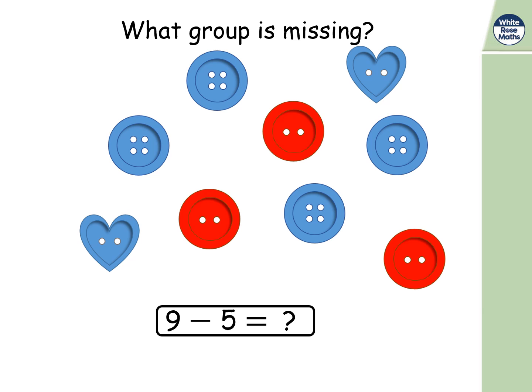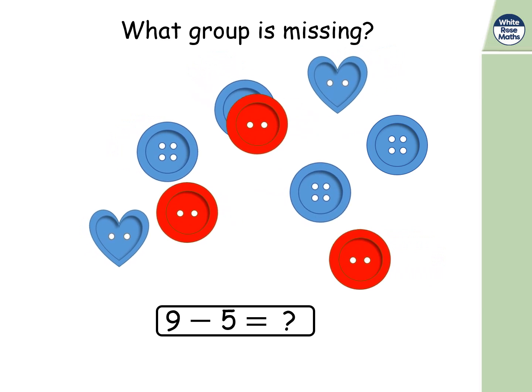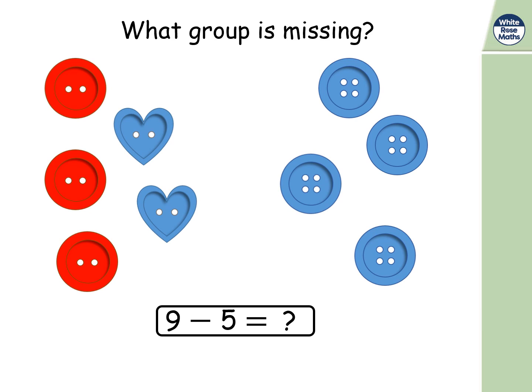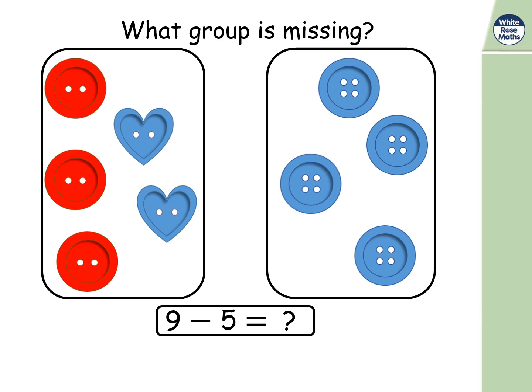Okay, this was tricky, but here's how I grouped them. Can you see what they have in common? Yes, I have some buttons with only 2 holes and some buttons with 4 holes. And we can see here that I took the 9 buttons and subtracted 5 of them. These were the 5 that I subtracted, the ones with the 2 holes. And if that's the case, how many buttons are left? Exactly, 4 buttons, the ones with the 4 holes.